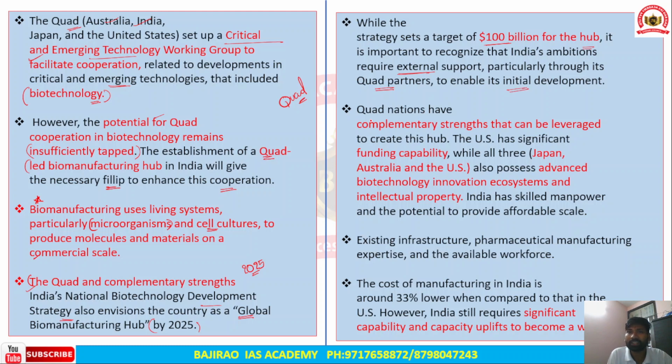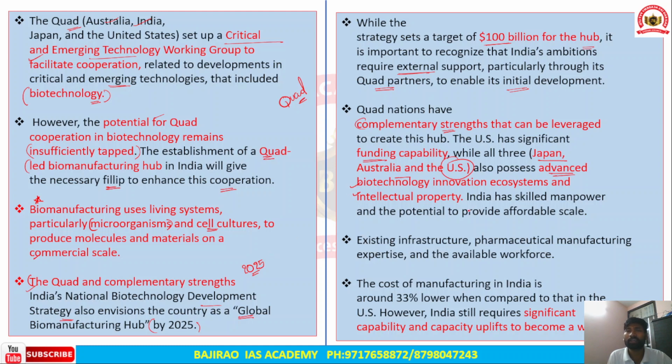Quad nations have complementary strengths. We need to discuss the complementary strengths different Quad nations have, and how we can leverage them. For example, the US has significant funding capability and can significantly fund these biotechnology initiatives. Apart from the US, Japan and Australia also have advanced biotechnology innovation ecosystems, and they also have intellectual property rights.